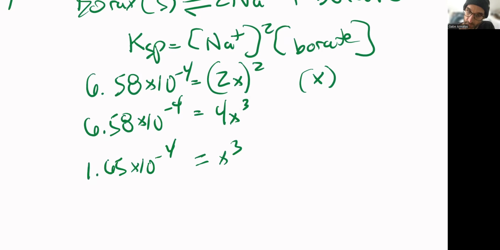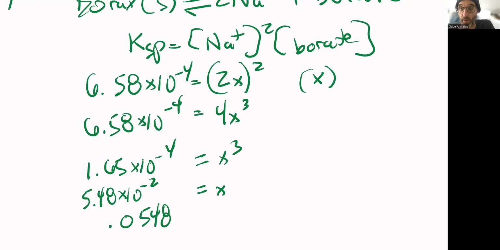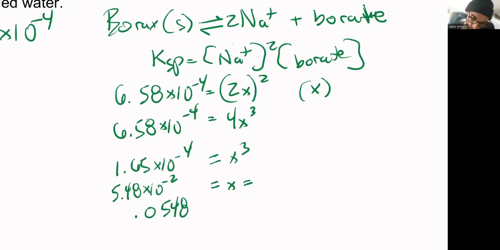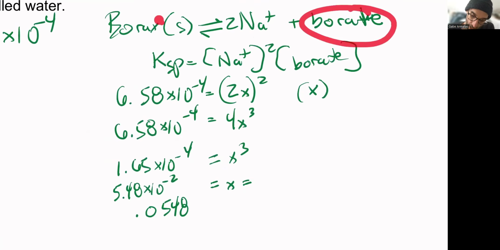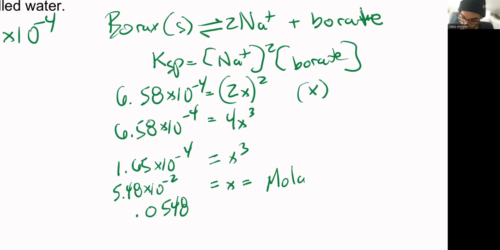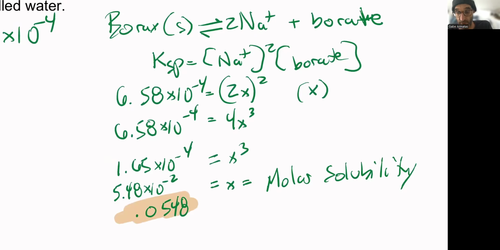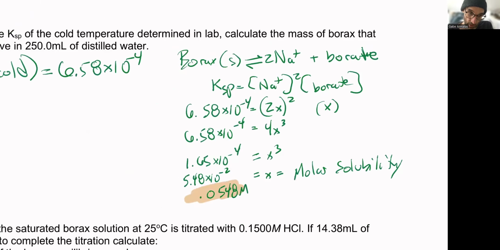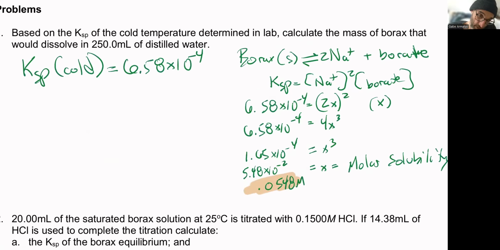Take the cube root, and you end up with 5.48 times 10 to the negative 2. I'm just going to call that 0.0548. And remember, X is every single borate represents 1 borax, so that is going to represent your molar solubility. So my X value is going to be important here. The 0.0548 moles per liter is ultimately the unit that we're going to have there, the molarity of the dissolved borate or borax. So we're going to use that number in a second.